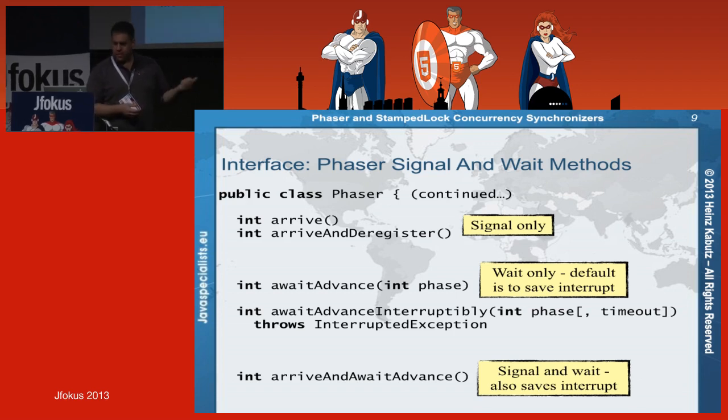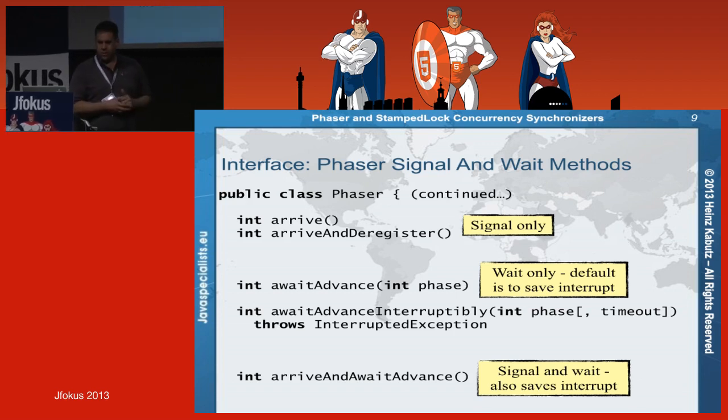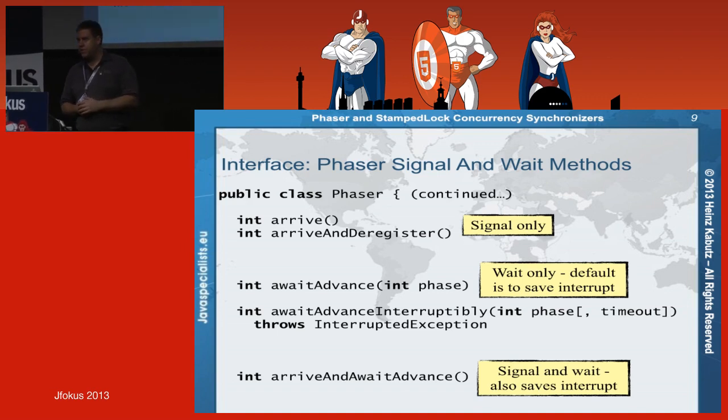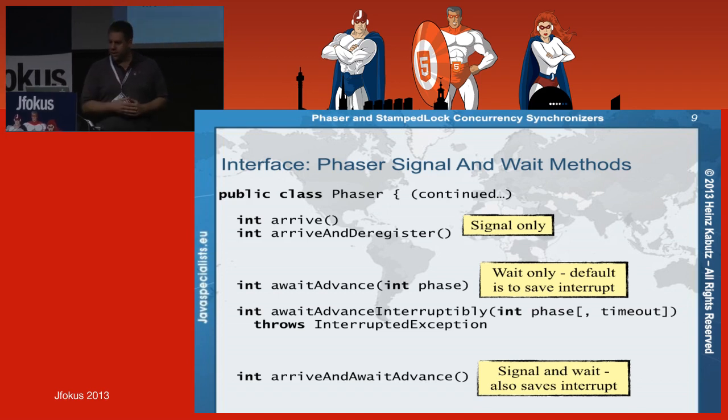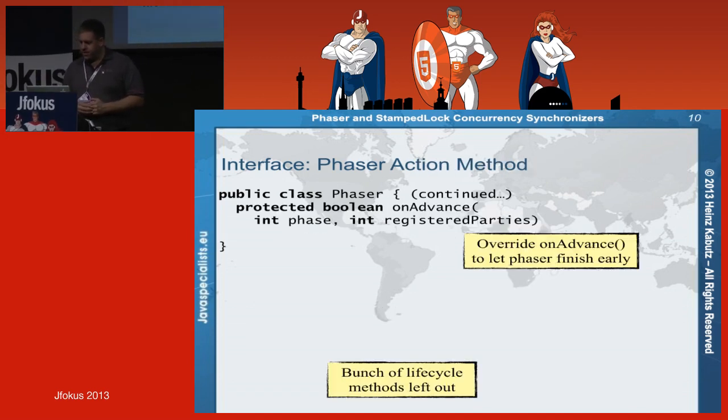And what it does with these methods, the wait method, is it saves the interrupt until later. And that's quite a common thing that we want to do when we catch an interrupted exception, is that we actually want to save it until later. And then the last one is arrive and await advance. This signals that you've arrived, and it also saves interrupt for later.